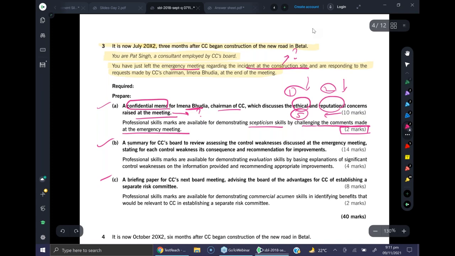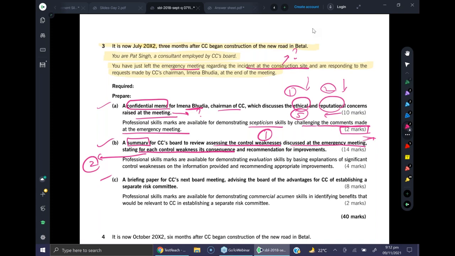prepare a summary for CC's board to review assessing the control weaknesses. So identify and assess the control weaknesses discussed at the emergency meeting. So again, these control weaknesses are discussed at the emergency meeting, stating for each control weakness its consequence. The second element you need to cover. So identify the weakness, discuss the consequence, and what's the third thing? Recommend improvements. 1 or 2 improvements for each control weakness maybe.